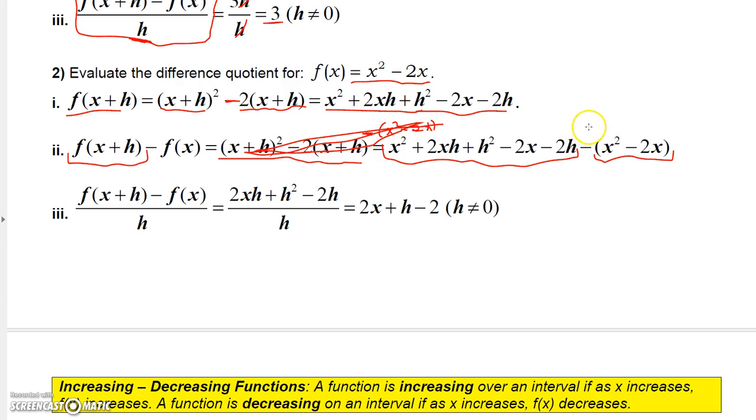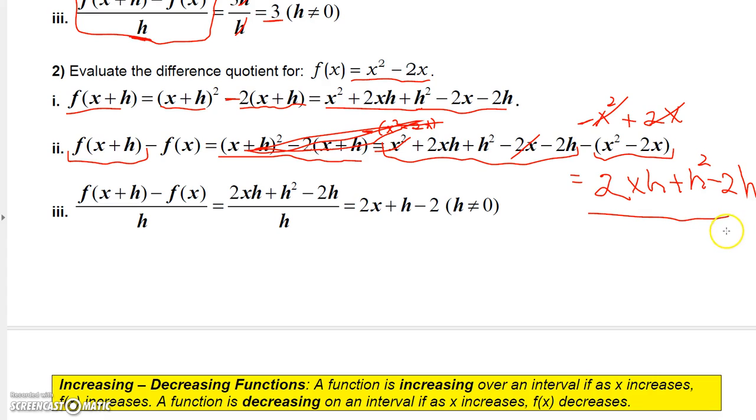Now notice that minus x squared, when you distribute that minus, you get minus x squared plus 2x. Okay, now look at the x squared and the minus x squared. They're going to cancel. And then look at the 2x and the minus 2x. They're going to cancel. So all I'm left with here in this step, and I don't know why I didn't actually write that, is 2xh plus h squared, and there's one more term, see, minus 2h. So in that second step, I have those terms.